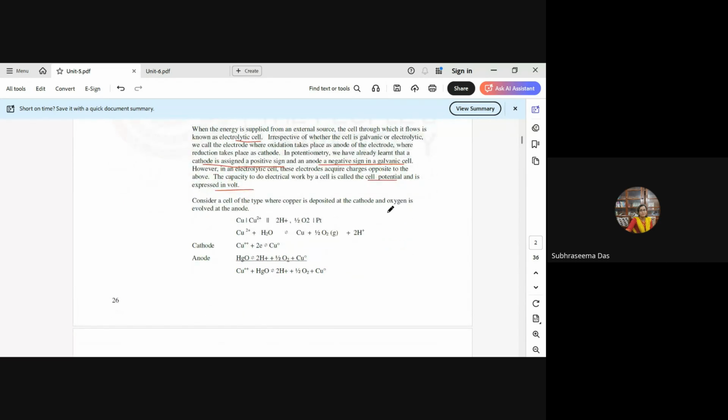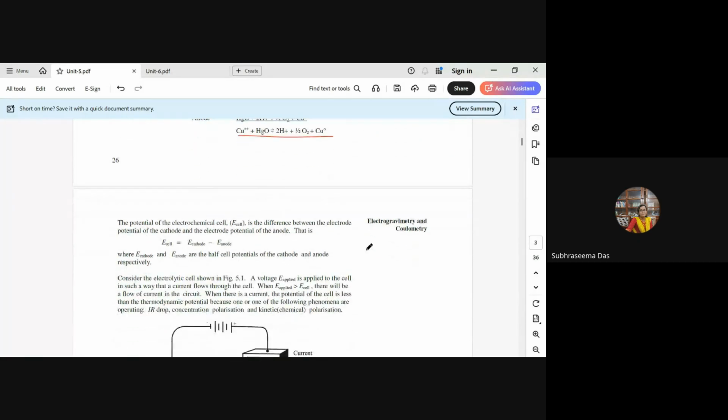Here an example has been given. Let us consider a cell where copper is deposited at the cathode and oxygen is evolved at the anode. The overall cell reaction can be written as Cu2+ + H2O forming Cu + 2H+ + 1/2 O2, with a platinum electrode. The reaction at the cathode is Cu2+ taking up two electrons forming Cu0. At the anode, H2O forms 2H+ + 1/2 O2 plus two electrons, and the overall reaction is given by this.